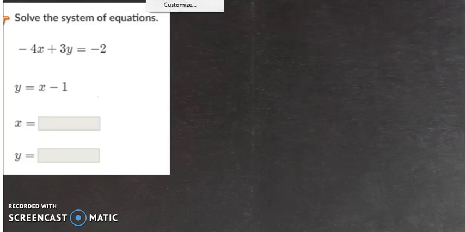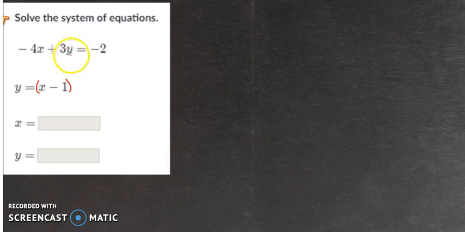So if we are going to solve an equation using substitution, substitution means that we're going to find one of the variables and then substitute in for one of those variables what that variable equals. So here I see that I have negative 4x plus 3y equals negative 2, and then I have y equals x minus 1. Well, I can substitute for that y what y equals. Y equals x minus 1.